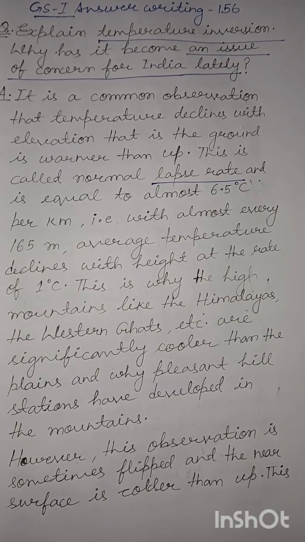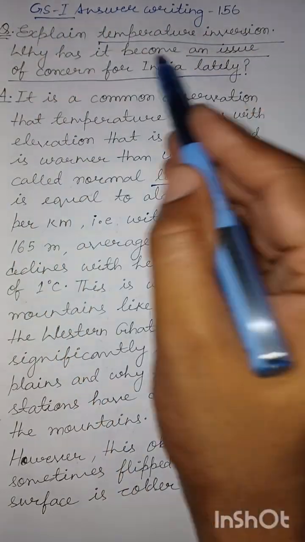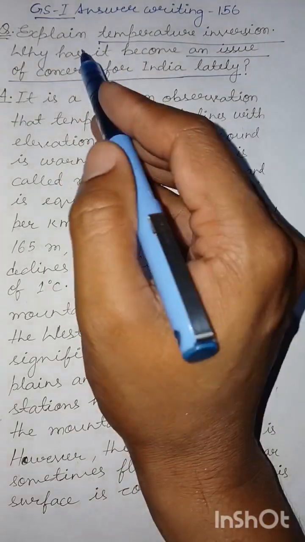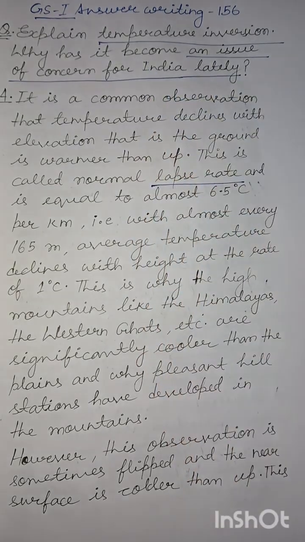This is Rocket Ship IAS Lab and continuing with our series on answer writing for general studies papers of civil services main examination. We take up a question that you might come across in GS paper 1. Here goes the question. Explain temperature inversion. Why has it become an issue of concern for India lately?